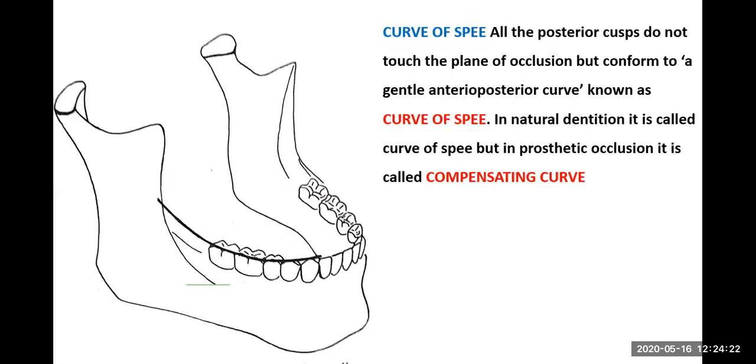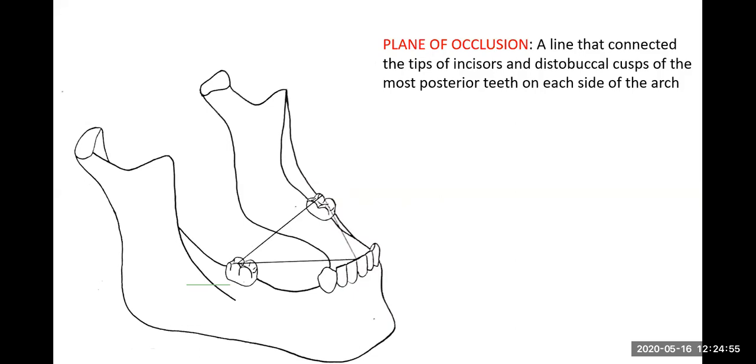All posterior cusps do not touch the occlusal plane, but conform to a gentle anteroposterior curve known as curve of Spee. So the curve of Spee is usually an imaginary line drawn from the anterior. It touches the buccal cusps of the mandibular posterior teeth and goes up like that. That curve is called curve of Spee. These curves are very important to your understanding as a student of occlusion, and they are also helpful when you are setting up, so that you know which tooth, which cusp is going to be raised up and which one is going to go down. The different angulation and position of your setup is determined by all these curves.